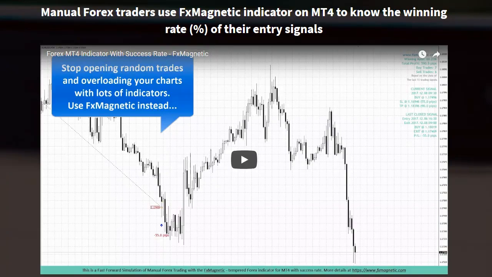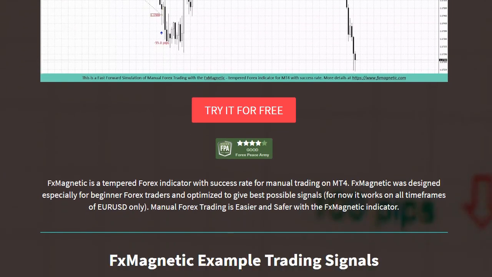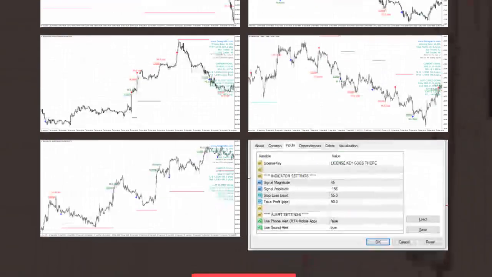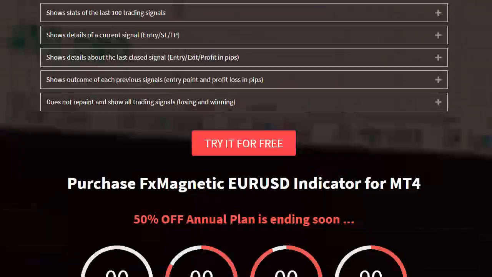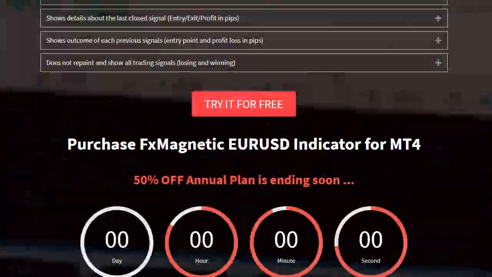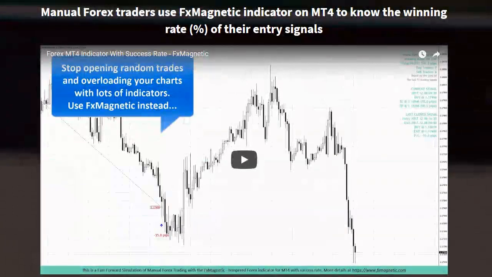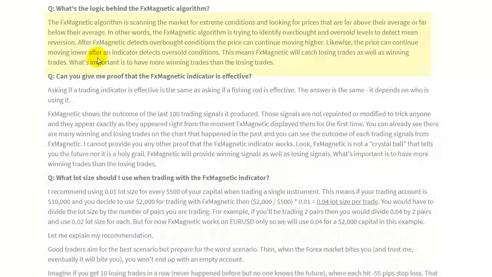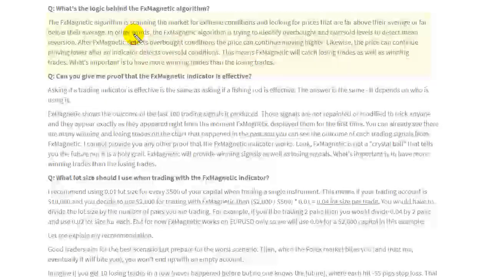Anyhow, this is the website, and it says manual Forex traders use it on MT4 to know the winning rate of their entry signals. It's interesting, right? The sales page didn't really tell me a whole lot. There wasn't a whole lot of stuff here that I could learn from. So when you go over to the facts, it talks about what it is. And this is key, and I think this is one of the reasons why I was kind of interested in it, is this reason right here.